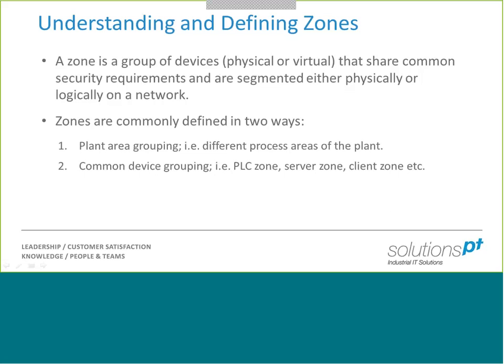But really the two ways to approach it are by looking at plant area grouping. What we mean by that is we have different parts of our plant for different processes, and that's going to depend upon what it is that the organisation does. But in a lot of cases, there's a clear demarcation between different parts of a process that we can commonly group together. That is one way in which a lot of security experts will start defining these zones. And the second way, and this is perhaps a little more common in smaller networks and smaller plants, is defining zones by grouping common devices together.